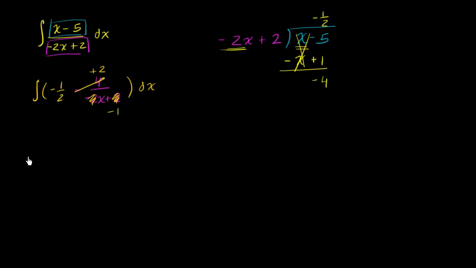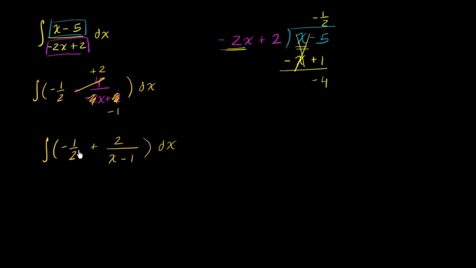Once again, everything we've done so far is algebra. We've just rewritten it using a little bit of algebraic long division. Our original integral has simplified to the integral of negative 1/2 plus 2 over x minus 1 dx. Some might argue it's not simplified, but it's actually much more useful for finding the integral. Now, how do we evaluate this?